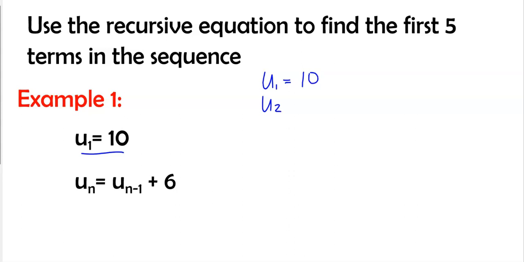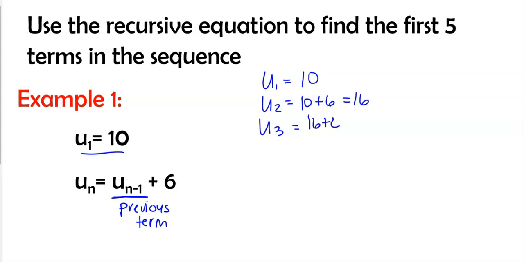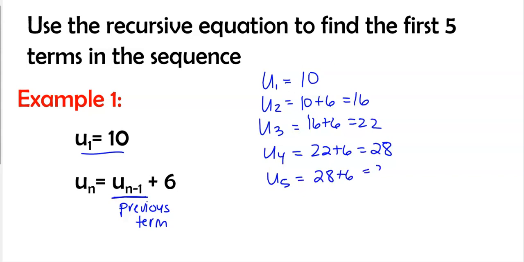So our rule says take the previous term, so that's the n minus 1, previous term, and then add 6 to it. So we're going to take the 10 that we already had and add 6 to it, and we're going to get 16. And then the third term is going to be 16 plus 6 more, which is 22. And then the fourth term is going to be 22 plus 6, which is obviously 28. And then the fifth term, 28 plus 6, which is 34.